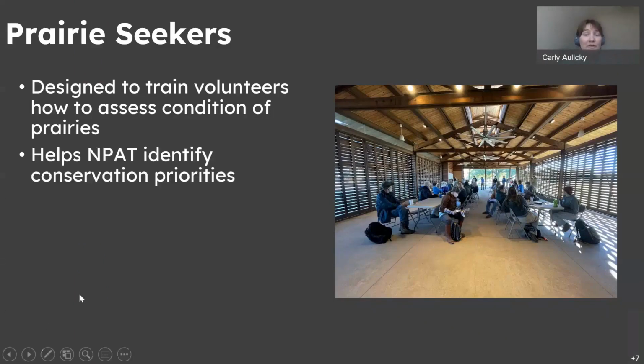And it's a really important asset to NPAT because it helps us identify conservation priorities and perhaps widens our network of understanding of which landowners are out there that would like help with restoration or would like to move forward into protecting their prairie in perpetuity and want to move in the direction of a conservation easement.